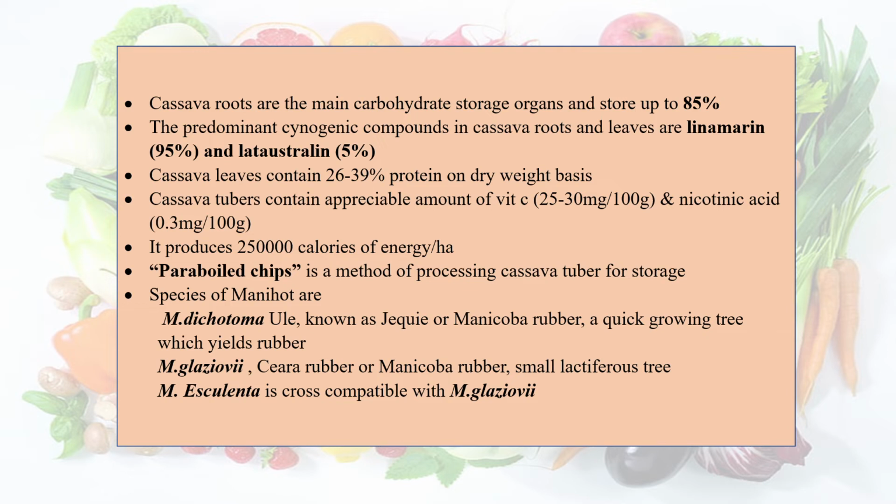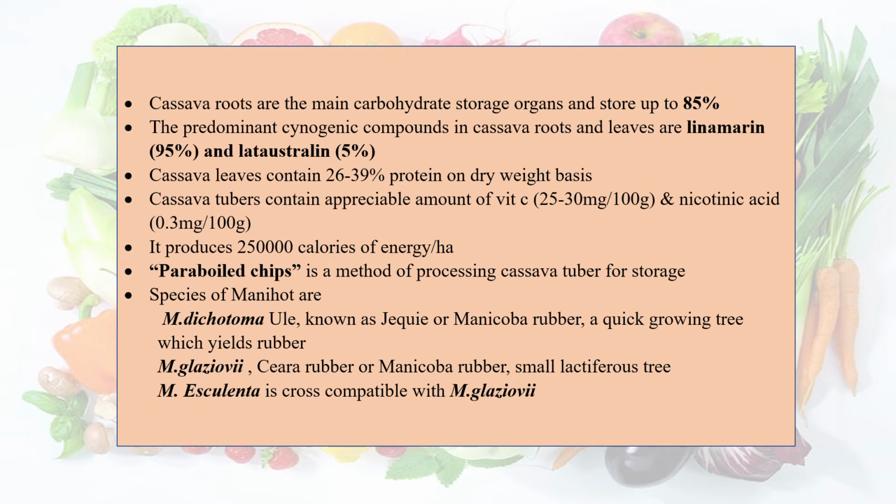This is very important. Rarely you see this bit, but it is very important. Next, cassava leaves contain 26 to 39% protein on dry weight basis. Actually, in cassava roots we see low protein content, but in leaves we see 26 to 39% protein on dry weight basis. Next, cassava tubers contain appreciable amount of vitamin C, 25 to 30 mg per 100 grams, and nicotinic acid 0.3 mg per 100 grams.